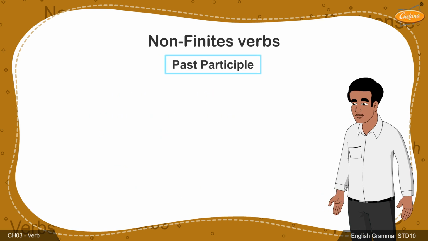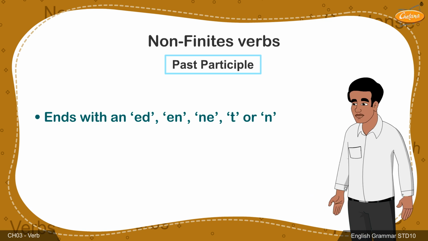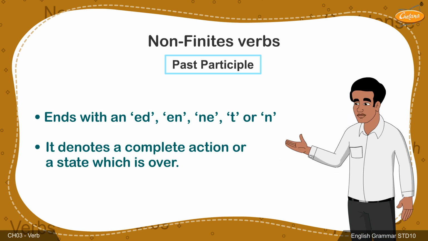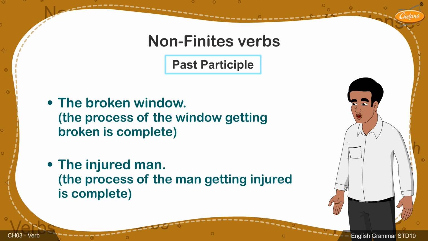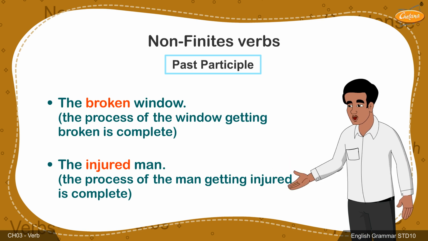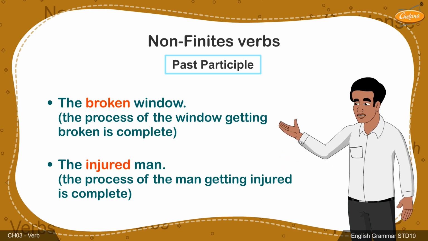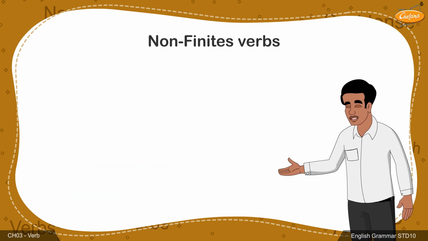A past participle, on the other hand, ends in ed, en, ne, t, or n. It denotes a complete action or a state which is over. In both of these examples, the words broken and injured, with the en or ed endings, indicate a completion in the process. Thus, these words are past participles. Lastly, we move to the last of the non-finite verbs, that is, gerunds.